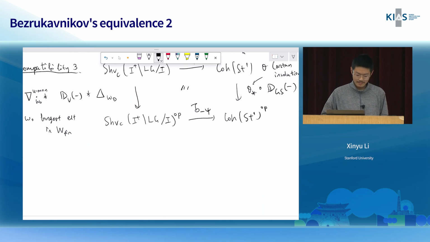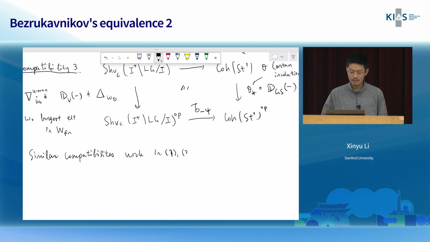Okay, so similar compatibilities also work in the cases 1, 3, and 3 prime in the original setup. Moreover, in those cases, they actually have natural monoidal enhancement. So these diagrams are not just commutative diagrams of functors, but commutative diagrams of monoidal functors between monoidal categories.